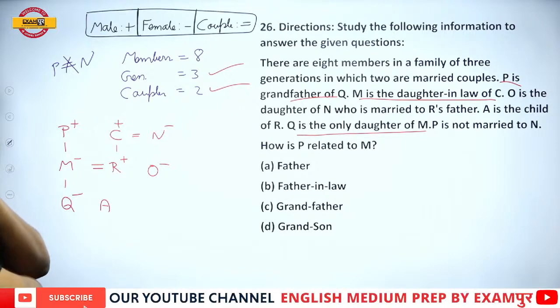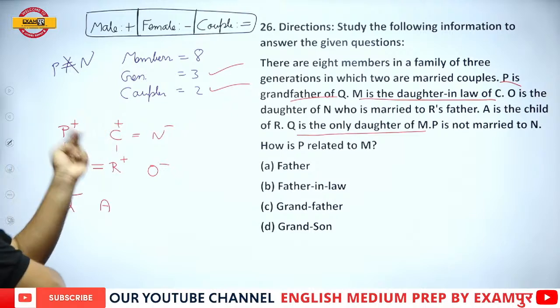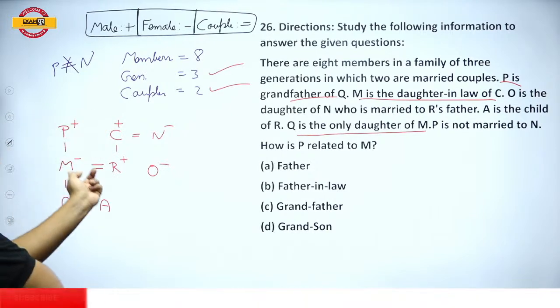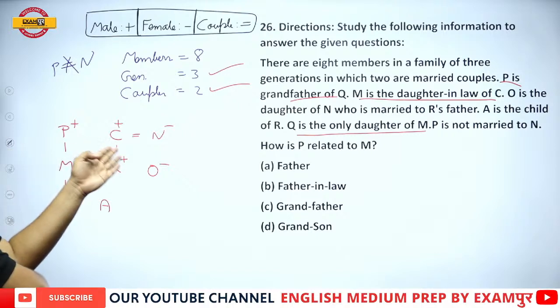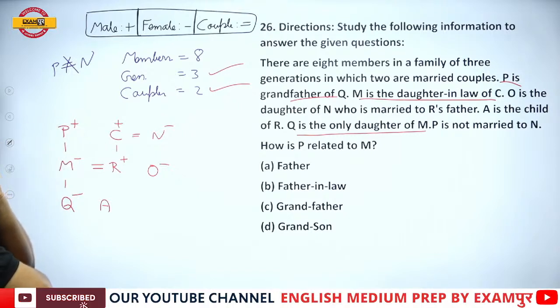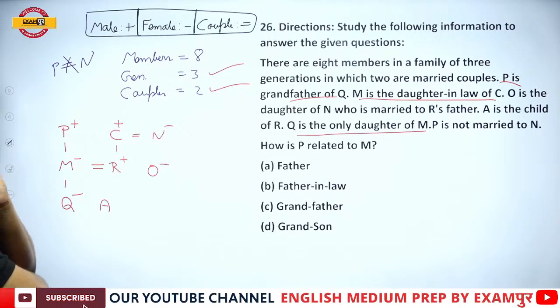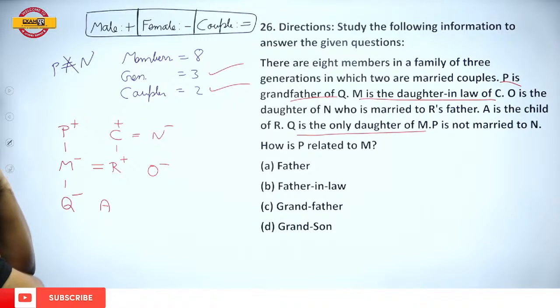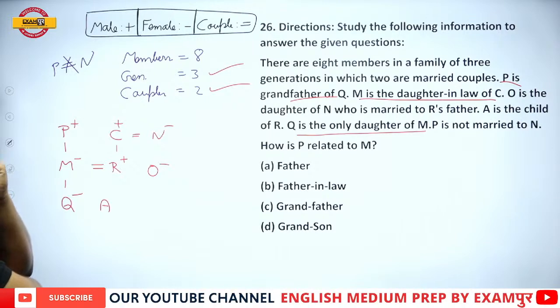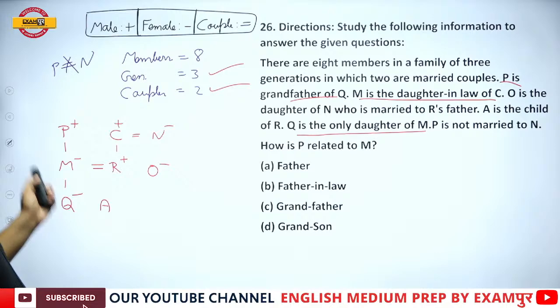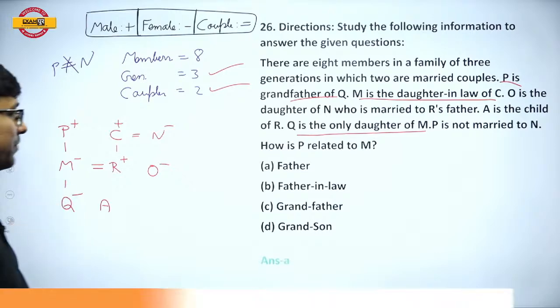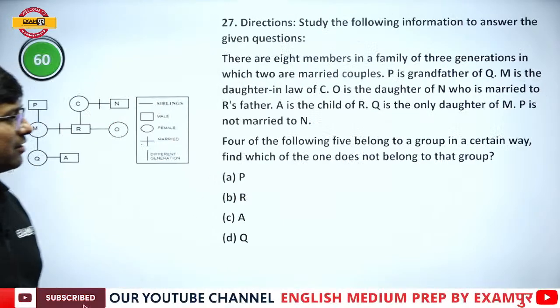So, let me check it again. 8 members in a family of 3 generations in which there are 2 married couples. P is the grandfather of Q. M is the daughter-in-law of C. O is the daughter of N. N who is married to R's father. A is the child of R. Fine. Q is the only daughter of M. And P is not married to N. Fine. How is P related to M? Father. Option number A, father. A's gender we cannot determine.